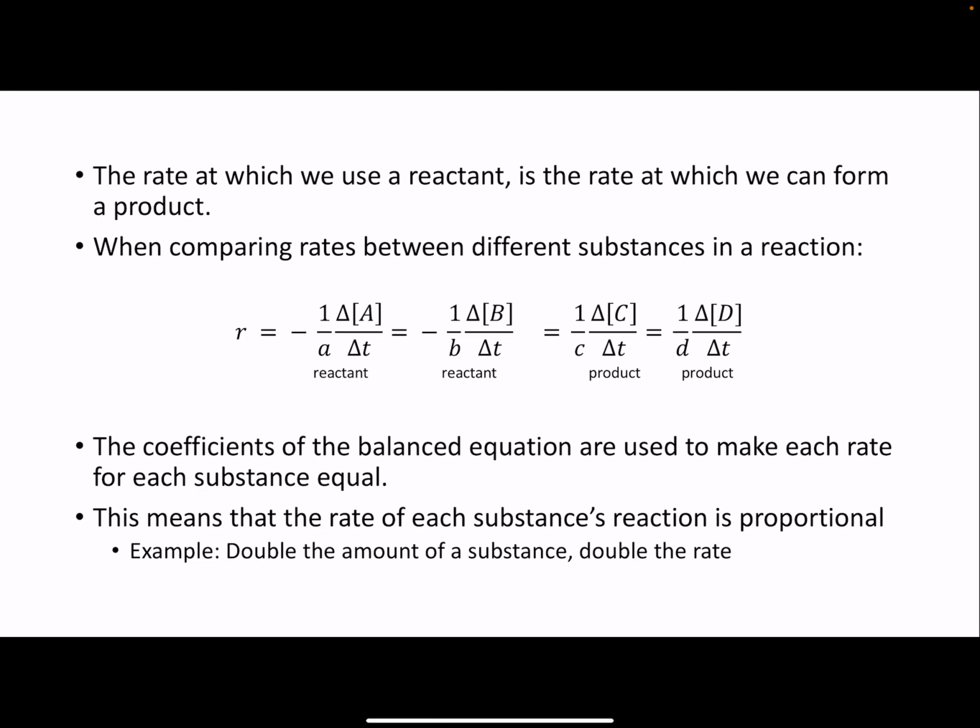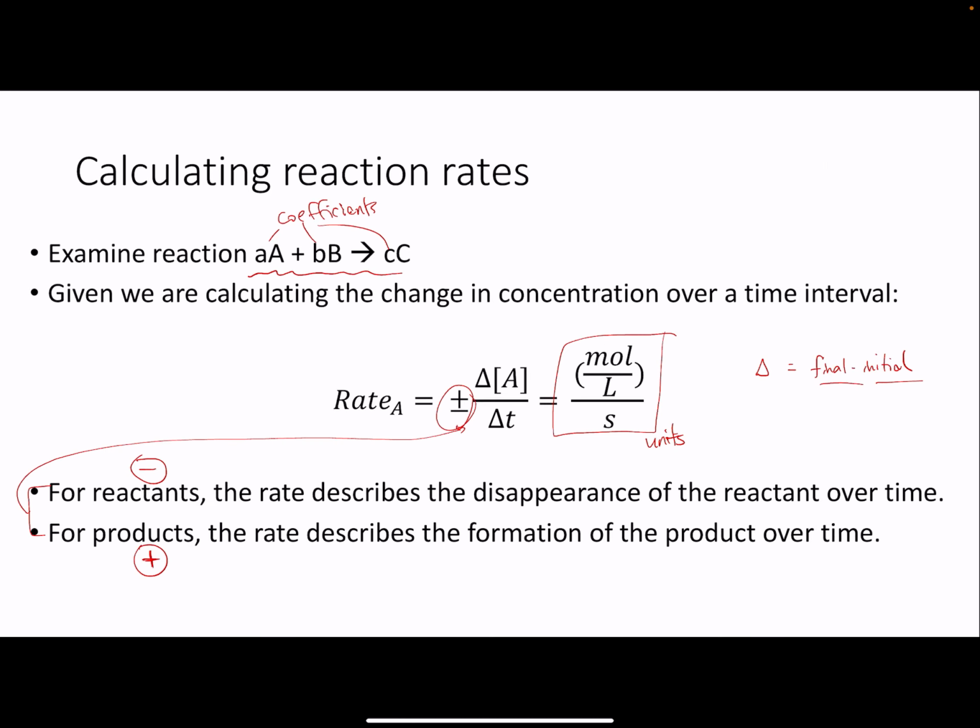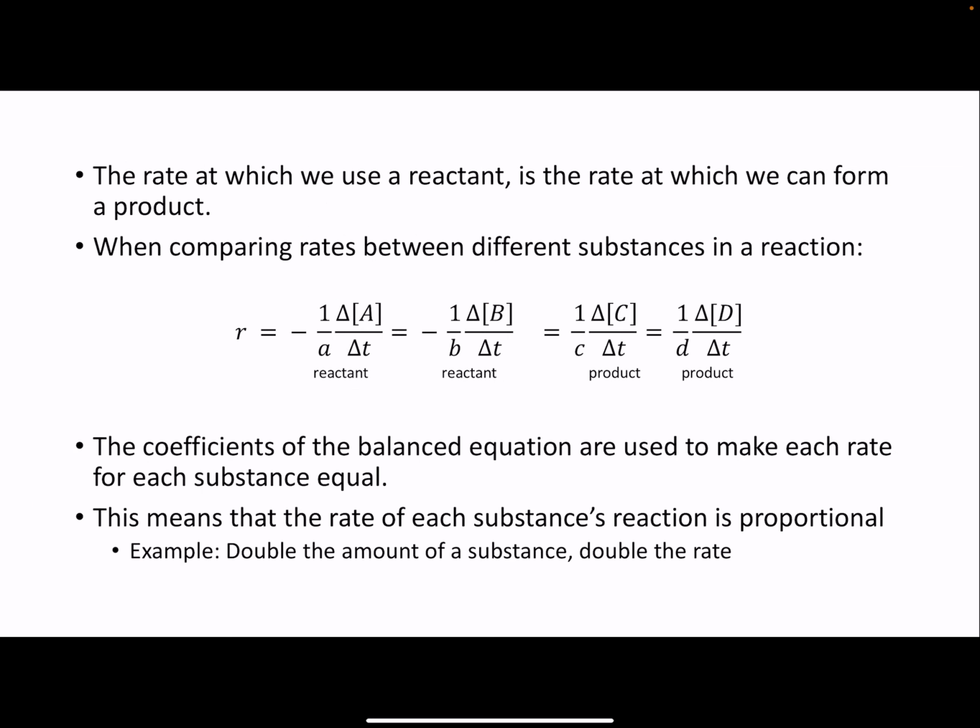Again, just to make a couple of notes, I'll go back to this slide here. Concentration is represented by the square brackets. Delta T represents time, and that's measured in seconds. And then the plus and negative sign: if it's a reactant, we use negative. If it's a product, we use the positive sign. Now, what is this representation here? This is used to compare the rates of two different substances.